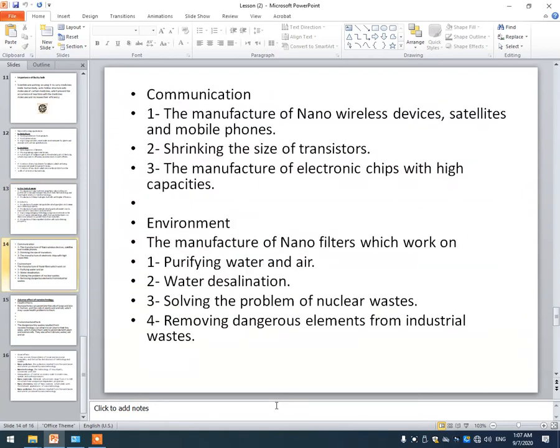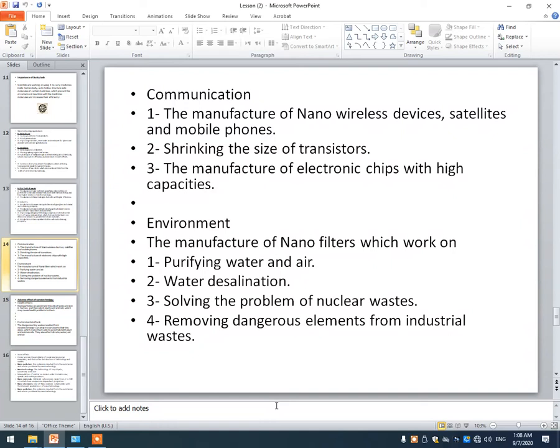We can also use nanotechnology in communication. Number one, in the manufacture of nano wireless devices, satellites, and mobile phones. Number two, shrinking the size of transistors. Number three, the manufacture of electronic chips with high capacities.